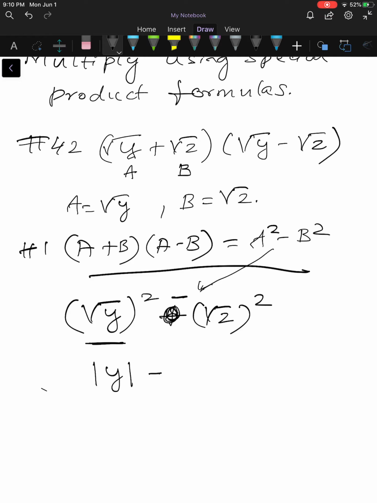minus the absolute value of positive 2, which is nothing but 2. So this is the answer.